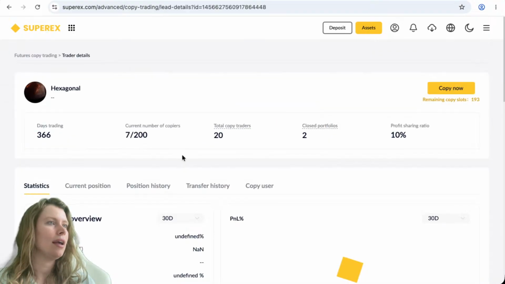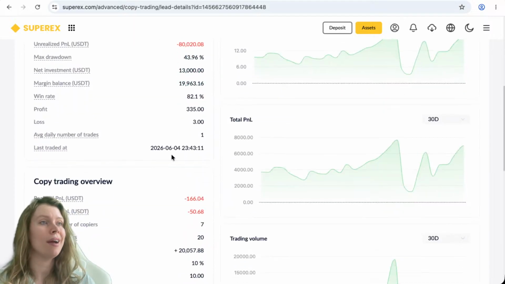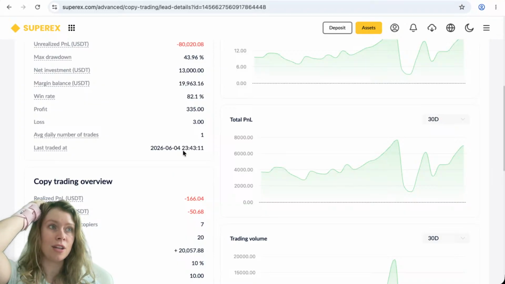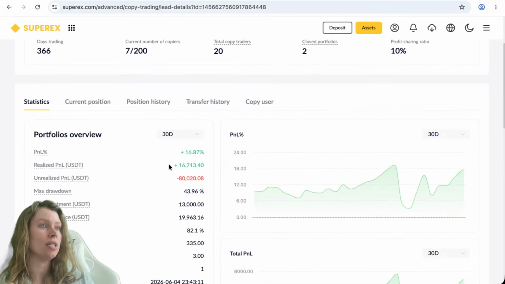Let's have a look at hexagonal. Two closed portfolios. All right. Ooh, this person is still, here we go. This one is probably a more valid person to follow because their last trade was last week. There we go. This is someone who I would definitely have more interest in.